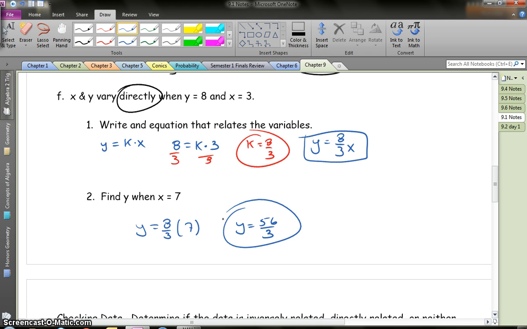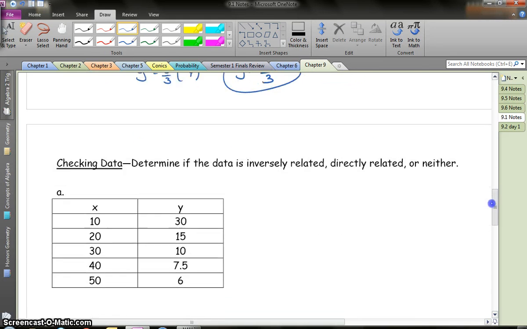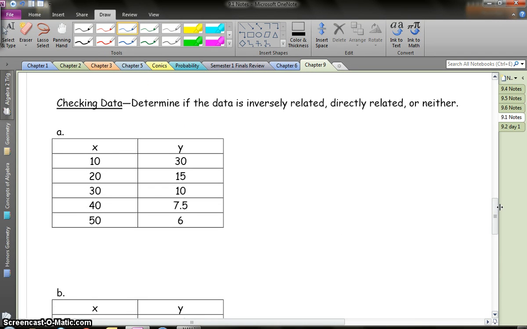Alright, so that's direct and indirect variation. Know how to use it, know how to find your k value, given x and y, and then know how to write an equation and solve for any value. Alright, pretty good stuff. Now, determine if the data is inversely related, directly related, or neither.